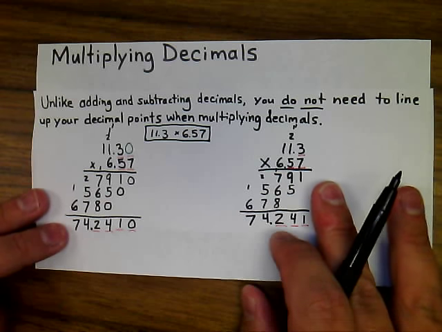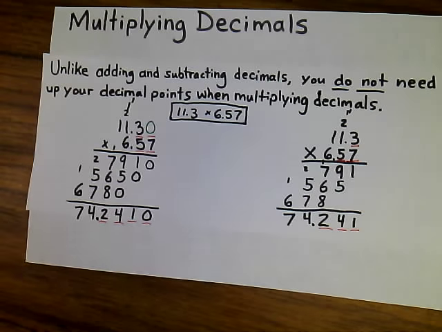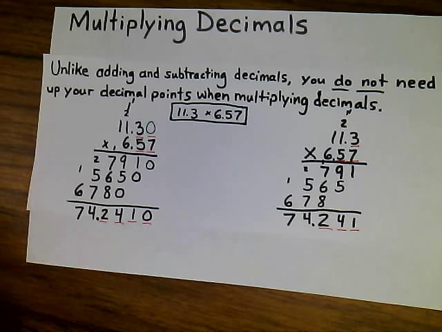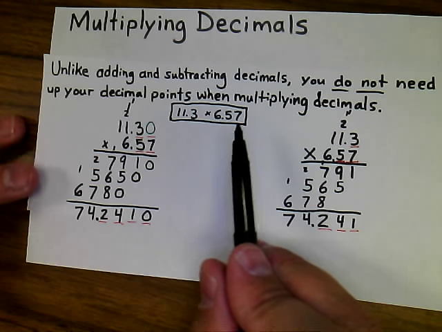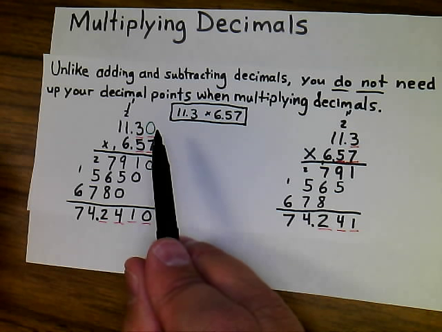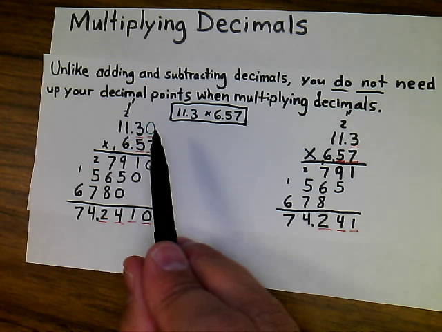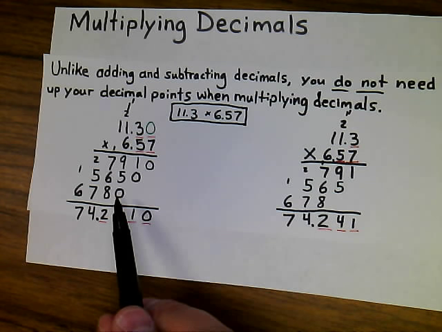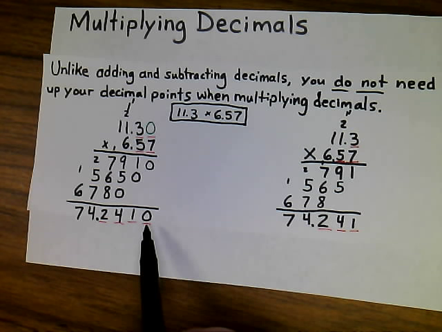Unlike adding and subtracting decimals, you do not need to line up your decimal points when multiplying decimals. Let's take a closer look here. You'll note that in this example over here, for 11.3 times 6.57, I've lined up the decimal points and I've placed a 0 to hold that spot. And you'll notice the only difference between this work and that work is that because of the extra 0, you've got extra zeros in your individual products, and you've got an extra place in your final product.